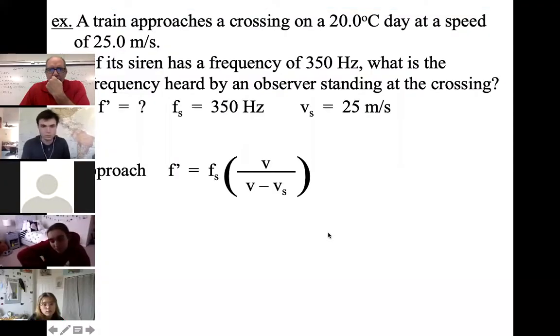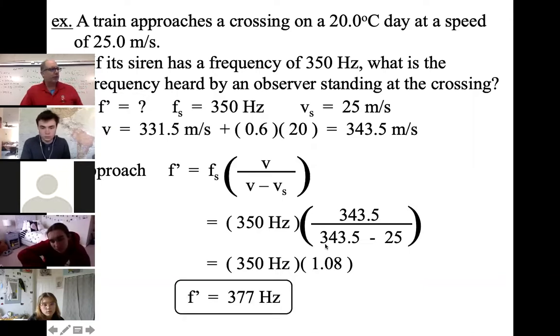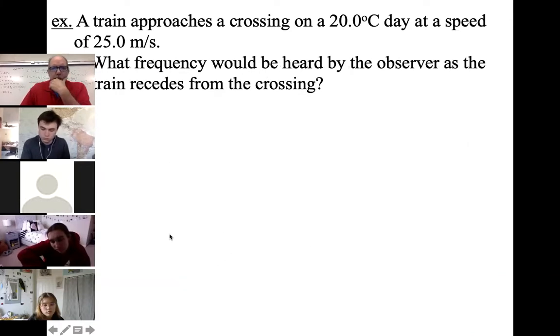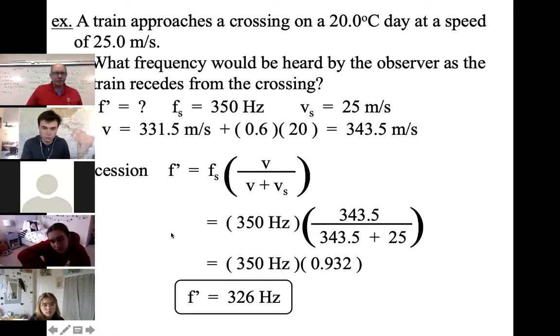And I go through this example, and I get 377 according to me. Maybe it's some rounding difference. And then upon recession, it was 326.